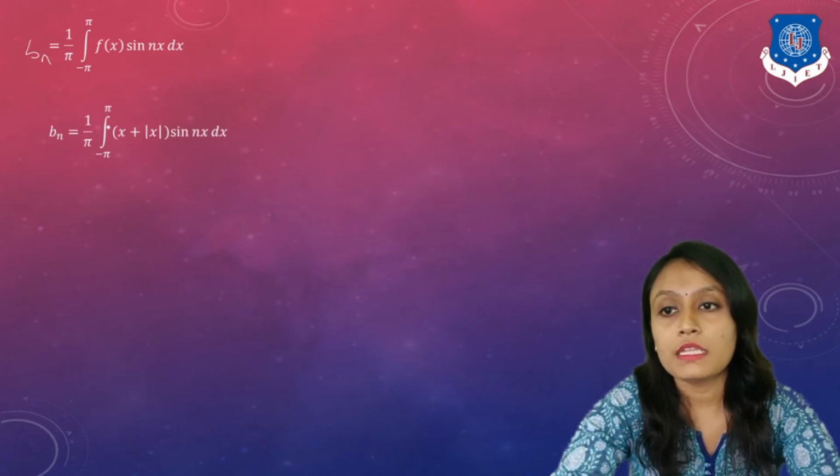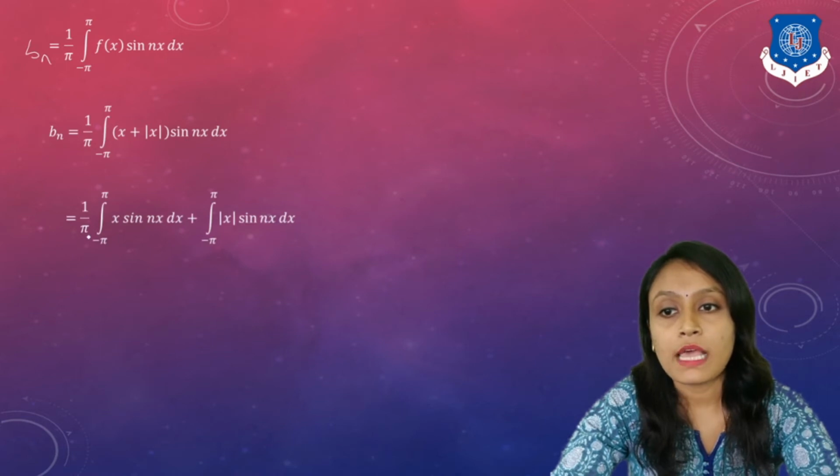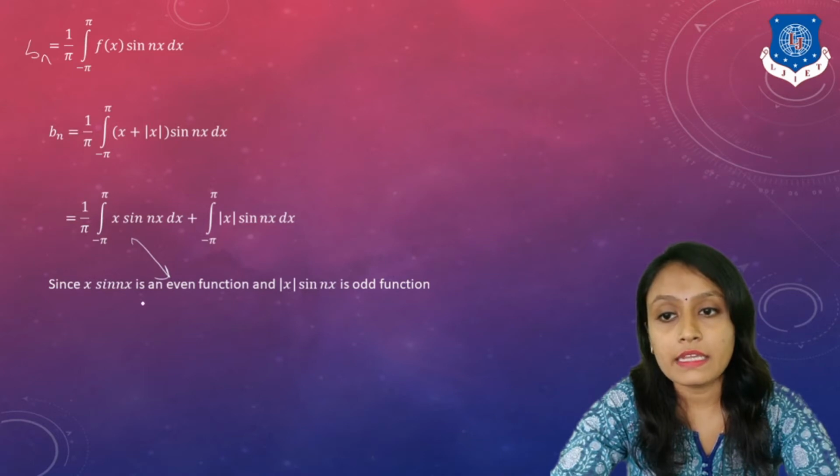So here we have bn is equal to 1 upon pi, integral from minus pi to pi of f(x) sin nx. f(x) is what? x plus mod x, and sin nx as it is. Again, split them. So you will have 1 upon pi, integral of x sin nx plus mod x sin nx dx, and the limit of integration is minus pi to pi. Now we know this x sin nx is an even function and mod x sin nx is an odd function.